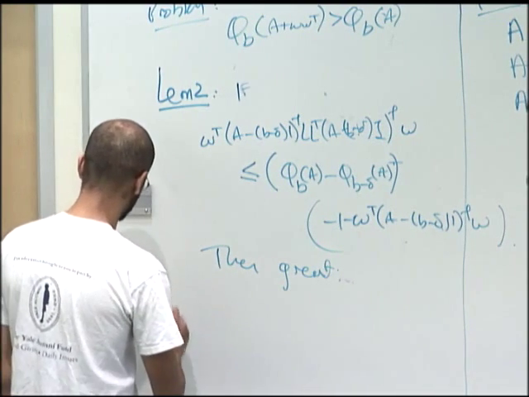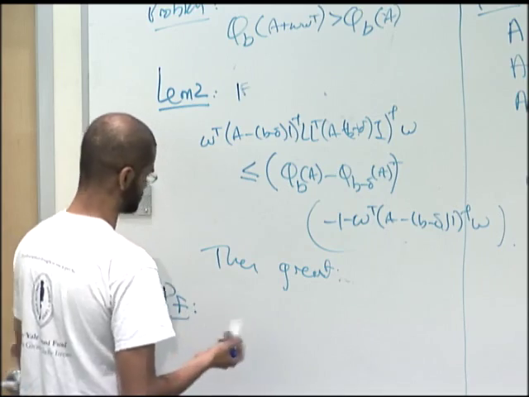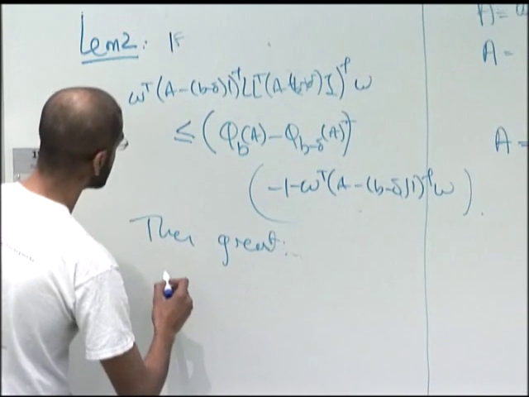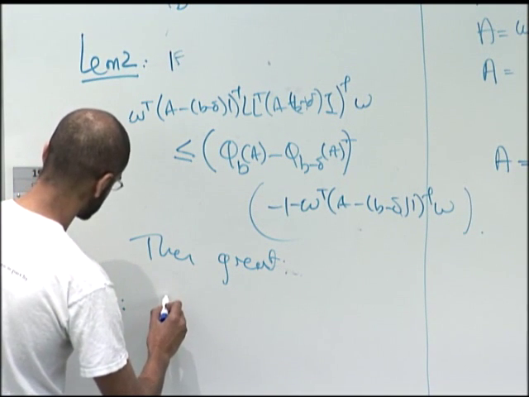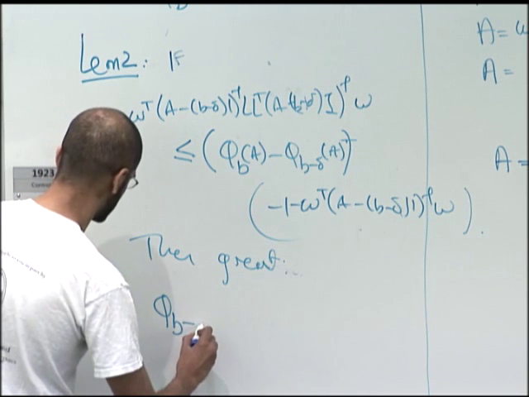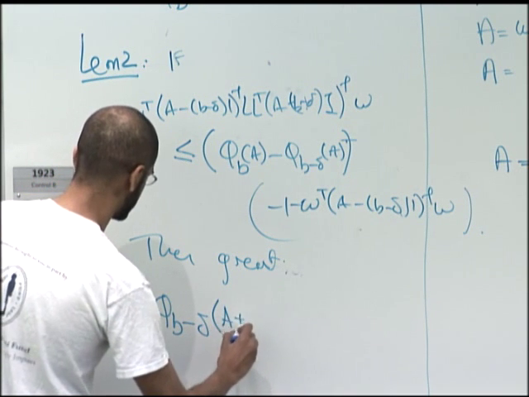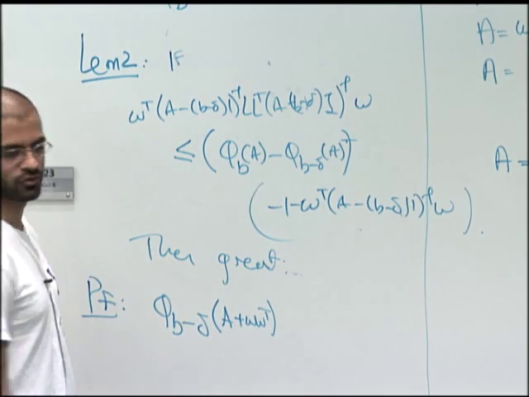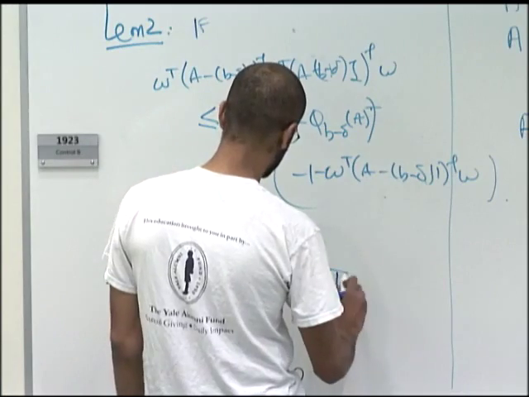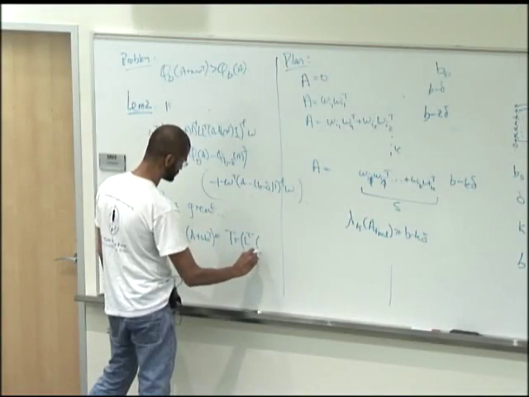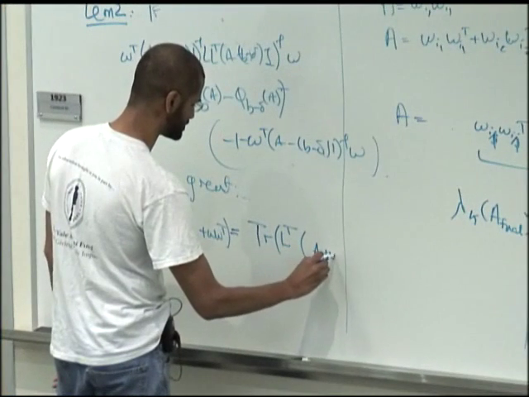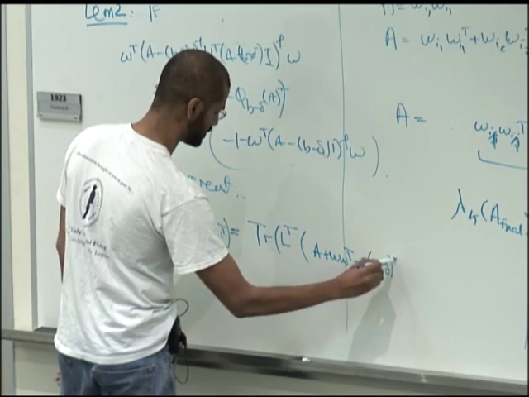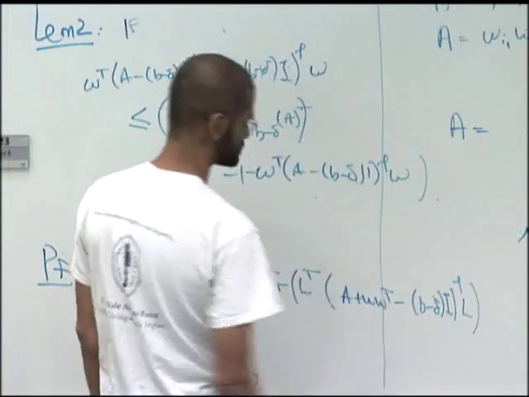So the derivation of this, I'll just tell you. I won't actually go through all the details. It's not hard at all. Basically, the way you do it is, you write out the new potential, phi B minus delta of A plus W W transpose, right? This is the potential after shifting. So what is this? This is trace of L transpose (A plus W W transpose minus B minus delta I) inverse L. Okay?